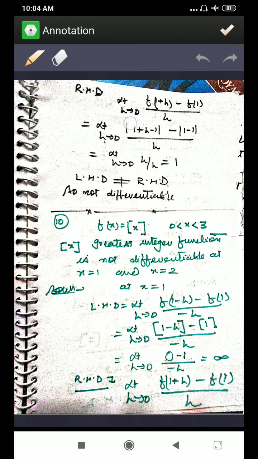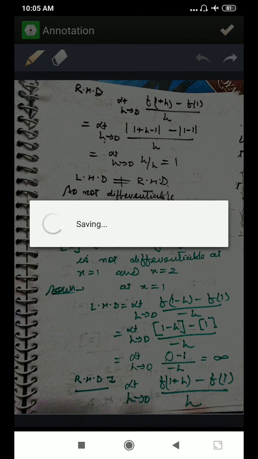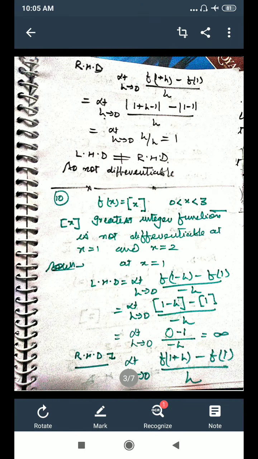This 1 is cancelled out by this 1 and this is 0. So in the numerator, the modulus of h is left only. Modulus of h is h only. So it will be h by h. Both will cancel out each other. So it is equal to plus 1. Your left hand derivative was minus 1 and right hand derivative is plus 1. So both are not equal.